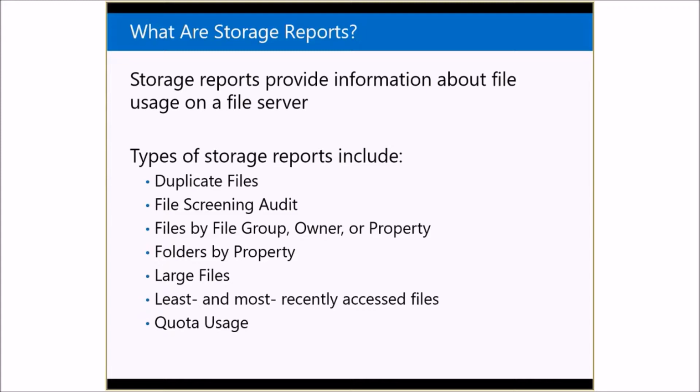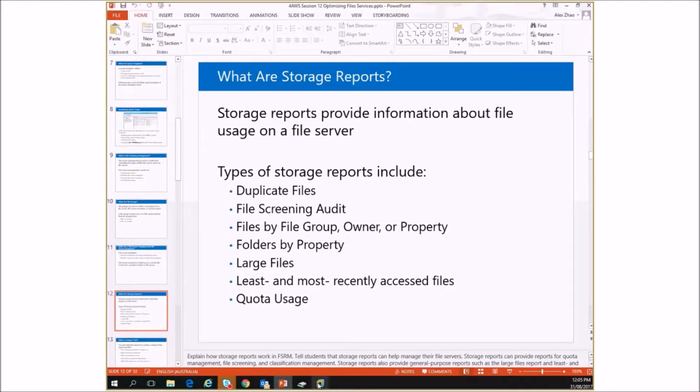We can do a report based on large files. What are the largest files on the system? The least and most recently accessed files. So if you do a least recently accessed files report, it means I might have files sitting there that no one's using. Maybe it's time to archive that, so that it's in a different type of storage if we're doing this manually. And obviously we can do a report based on quota usage.